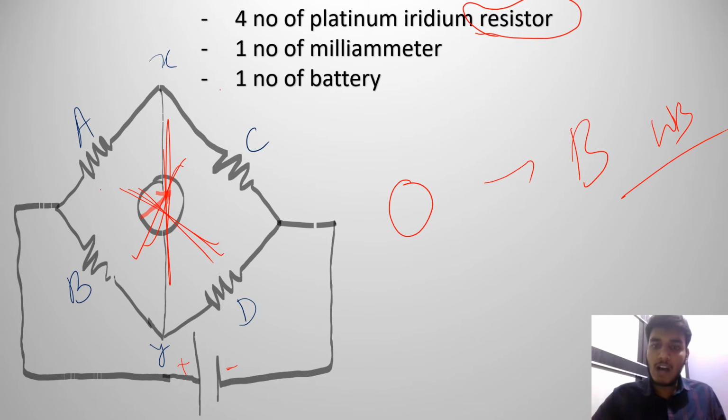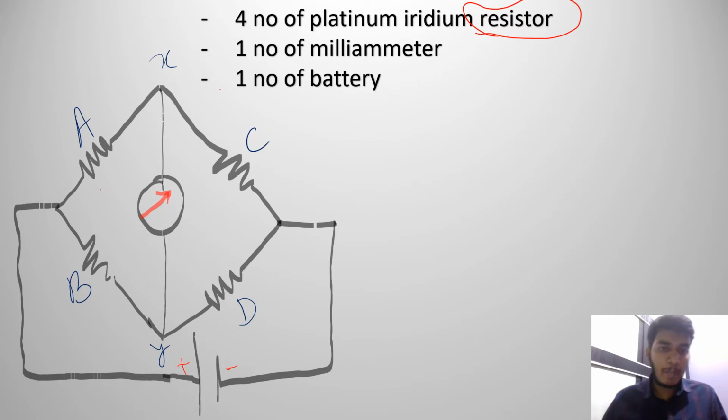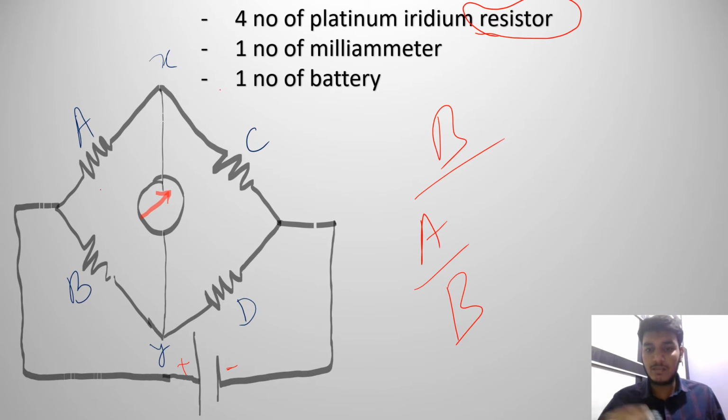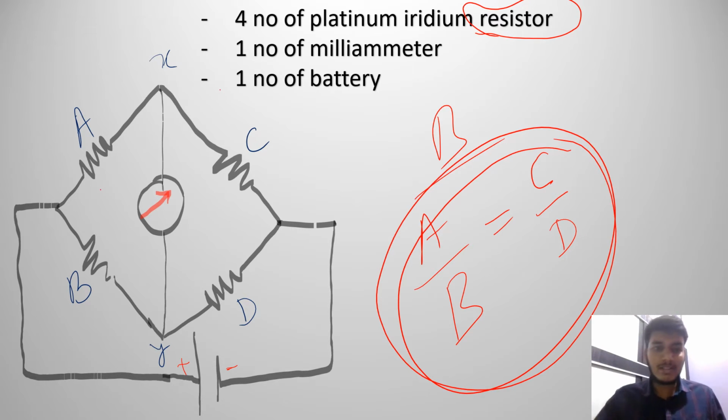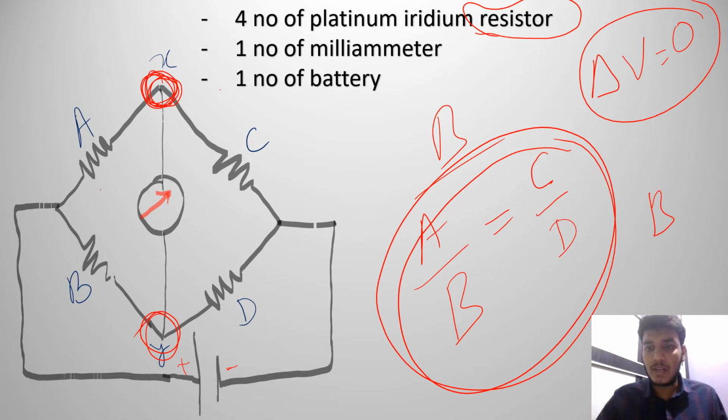Now mathematically, how can we see this? Mathematically we can express the balanced condition as follows: if the resistance of resistor A divided by the resistance of resistor B is equal to the resistance of C divided by the resistance of D, then this will be called a balanced form. That means the potentials at X and Y will be the same. Therefore, delta V becomes 0 and hence this will be a balanced form.